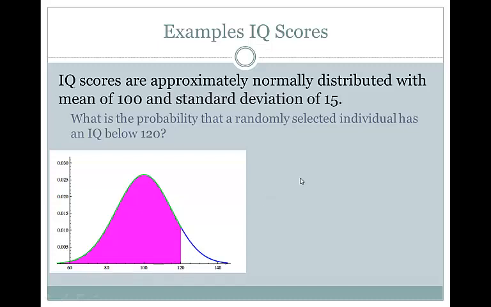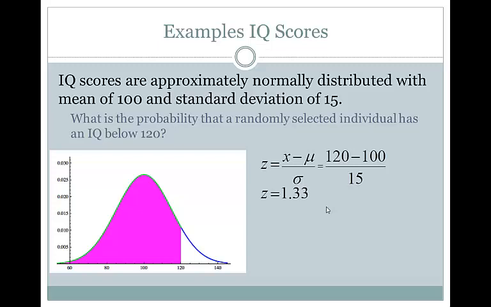The next thing you want to do is calculate the z-score. So that's x minus mu over sigma. X is 120. The mean mu is 100, and the standard deviation is 15. So the z-score is 1.33. When you calculate z-scores, always calculate to 2 decimal places, because that is the number of decimal places that we find on our standard normal table.